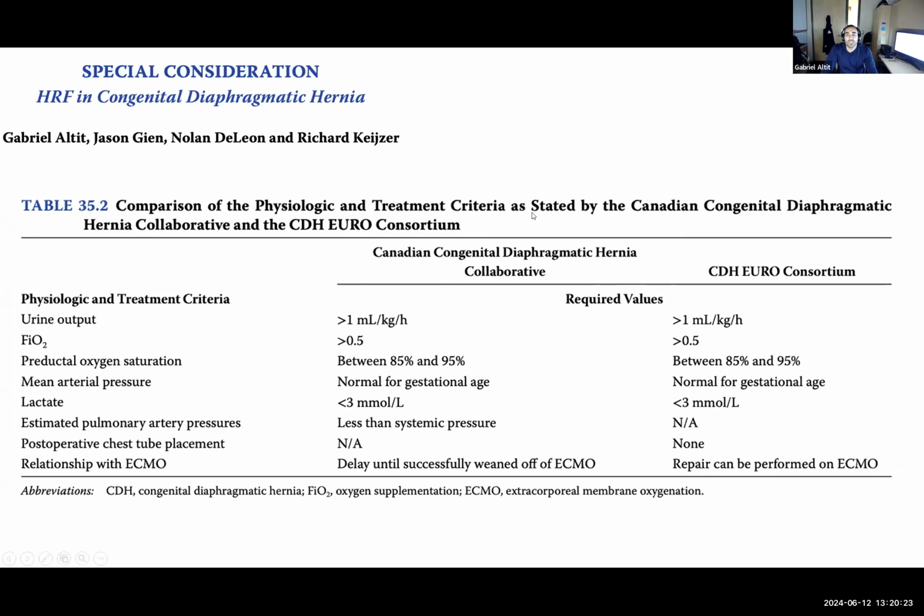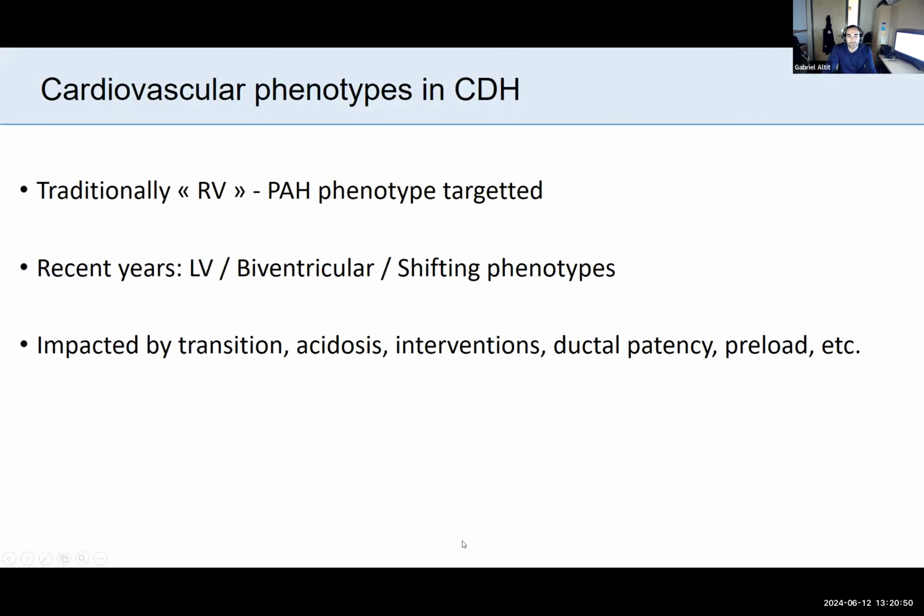This other publication actually compared the Canadian guidelines to the CDH Euro Consortium, and I think what you can see is that there's a pretty large consensus across the continents about the best targets for these patients in terms of their urine output, lactate level, as well as saturation and mean arterial pressure to be used for monitoring. Although I think we all know that more and more this does not mean much.